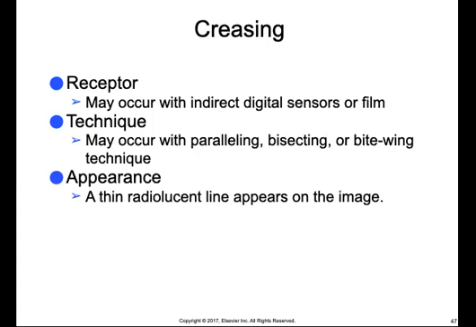Creasing can also occur with indirect digital sensors or film, so phosphor plates or film. It cannot occur with the digital sensors that we use in class. It may occur with paralleling, bisecting, or bite wing techniques, and the appearance will be a thin radiolucent line on the image. That's what it will look like on a film. If you're using a PSP or phosphor receptor, the crease will appear as a white line.